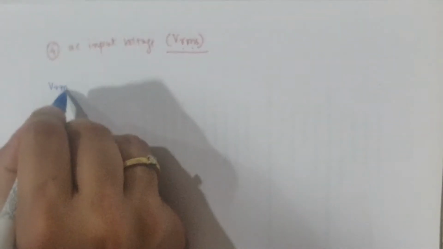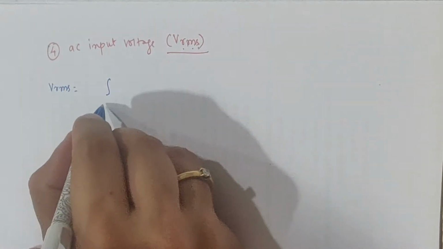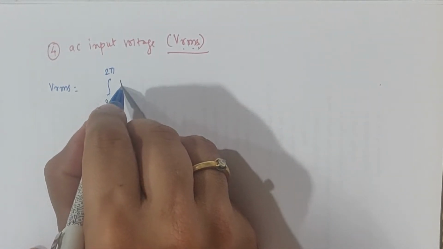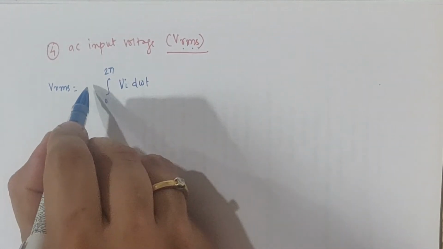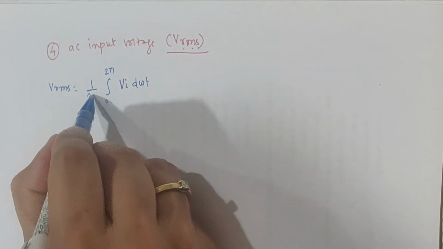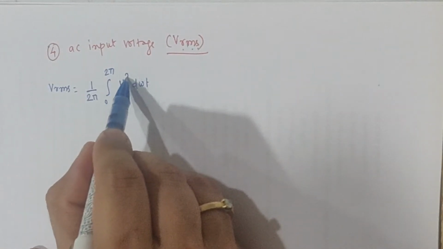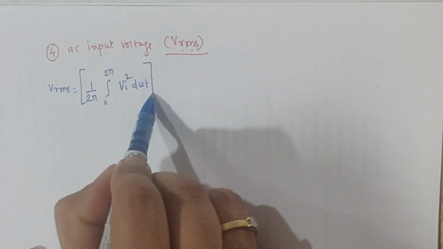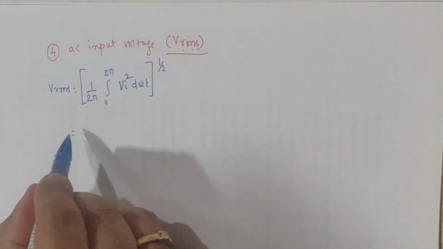So what will be VRMS? First of all, take the mean. So it will be 1 upon 2 pi integral of 0 to 2 pi of Vi d omega t. This will be the mean of that. Then what I need to do? I need to square that. So I'm squaring it, and then I need to take the root of it. So I'm taking to the power half. So it will be nothing but the root of that value. So let us calculate that.